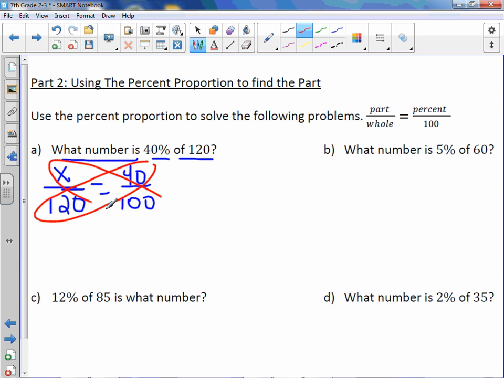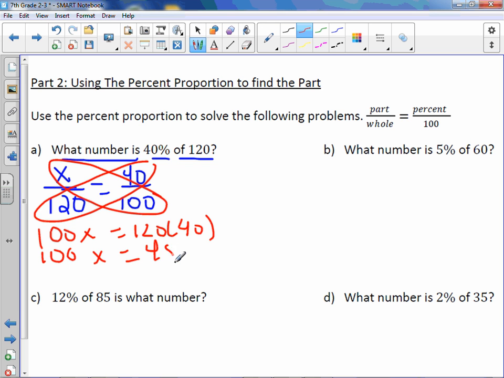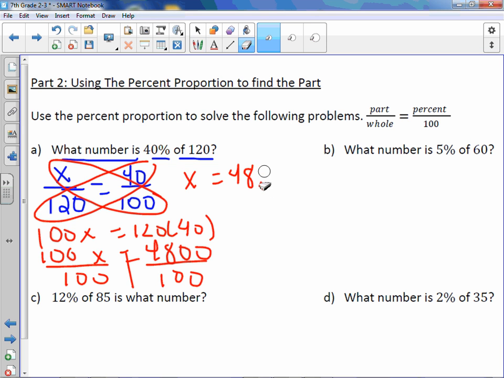Cross multiply. 100x equals 120 times 40. 100x equals 12 times 4 is 48. Add the 2 zeros. Solve. Divide by 100. And you get x equals 48. Oops. Not a percent. We already have the percent, so it's just a plain 48.